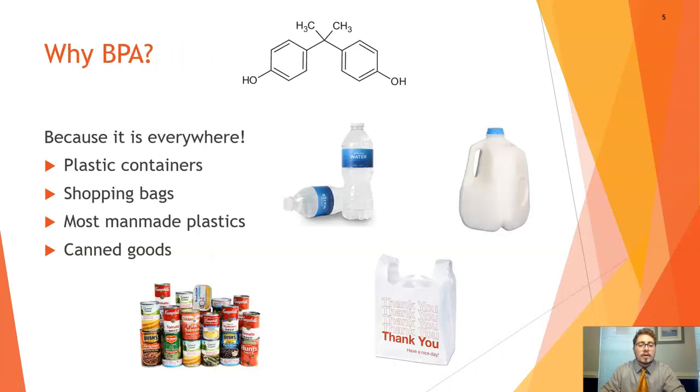So why BPA? BPA is pretty much found everywhere. It's a known organic synthetic compound. It can be found in plastic containers, shopping bags, and most man-made plastics. And it can also be found in canned goods. And you might ask why cans? Because they're made out of metal. They're not plastic. Well, actually, canned goods have a plastic liner inside or under the lid, and that can contain BPA.